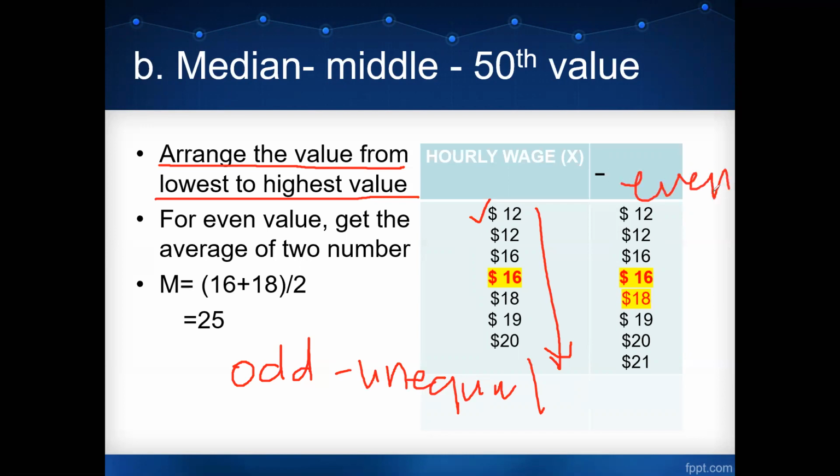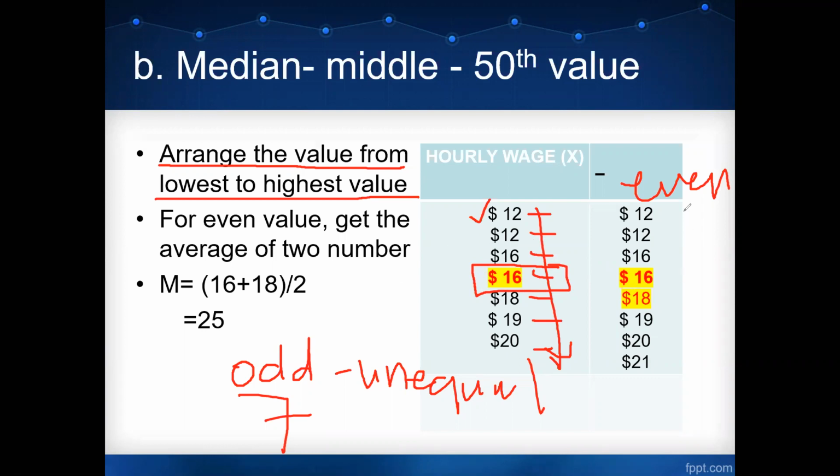Let's say 2, 4, 6, 8, 10. So this one, we have 1, 2, 3, 4, 5, 6, 7. So 7 numbers, 7 salaries or wages. So this is an odd number. What you are going to do is just get the middle. So 1, 2, 3, 1, 2, 3. So the middle number is 16. So this is the median value of the salary.